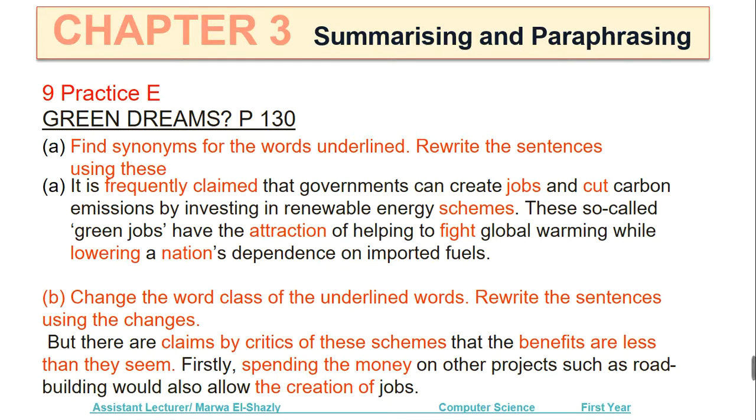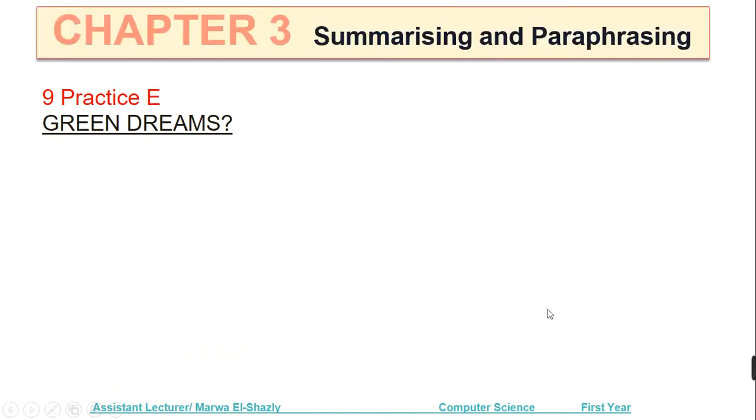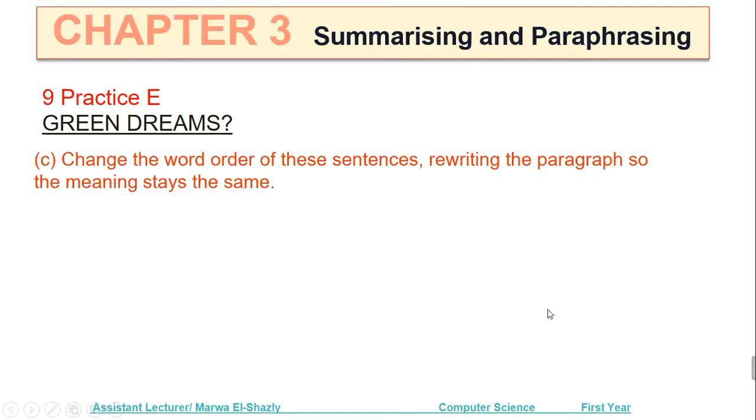Like we said here, we used passive. We started the sentence using a verb as a subject. We added ing, okay, and so on. We're still in this same exercise. Change the word order of these sentences, rewriting the paragraph so the meaning stays the same. I want you to do this and come back after you do it.